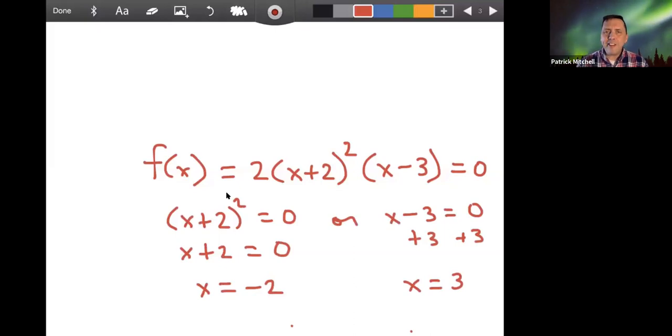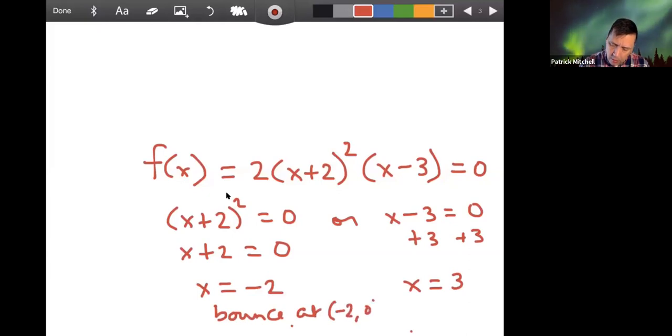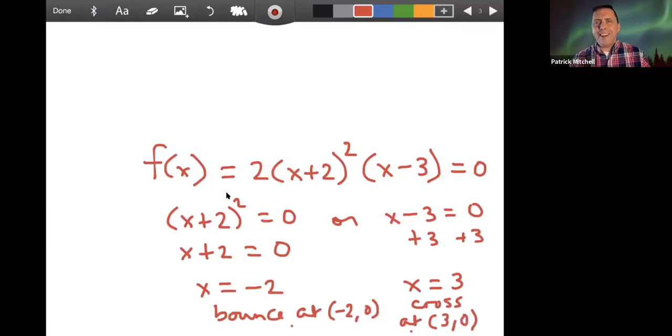So this graph has two x-intercepts. It has an x-intercept at negative 2. And while we're here, why don't we talk about the multiplicity? That came from the factor x plus 2 squared. So that's even multiplicity, which means it's going to bounce at the point negative 2, 0. And the x equals 3 came from an odd multiplicity factor. So it is going to cross at that x-intercept.